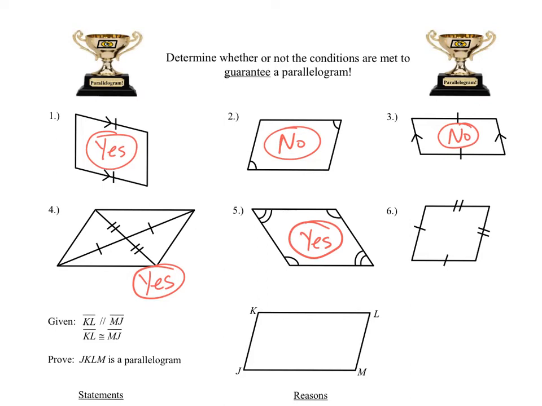On this next one, we have not opposite sides congruent, but consecutive sides congruent. We'll learn later in this unit that that's the definition of what we call a kite. This is not a parallelogram, so it does not guarantee that we have a parallelogram.